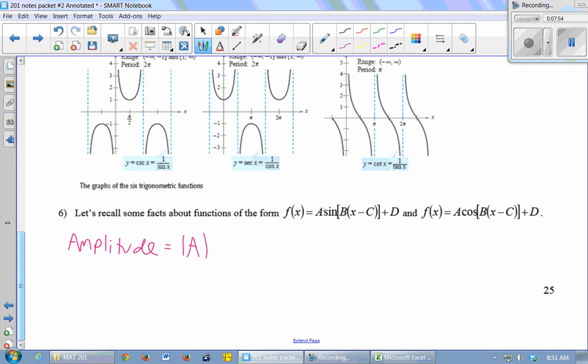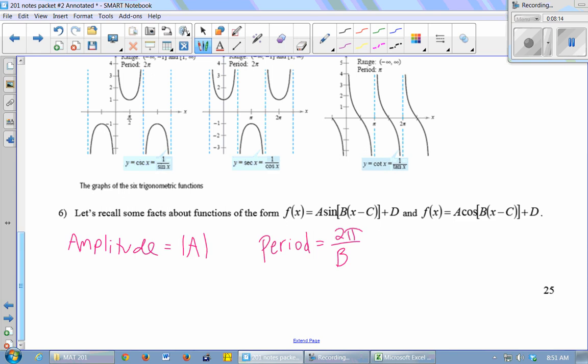All right, what does b tell us about? The period, yeah. So the period is calculated as 2 pi divided by b. And if you know the period and you need to know b, you could just solve for it. Right? B would be 2 pi divided by the period.